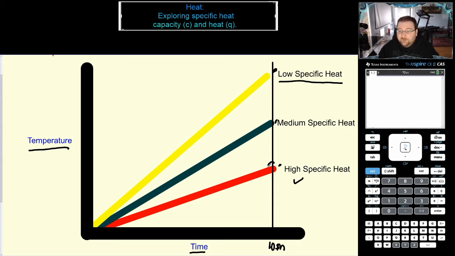So if this one is not increasing by very much temperature, it would mean that it has a very high specific heat capacity. If this one's increasing a lot, it would have a very low specific heat capacity because its temperature is just going up really quickly. This would be your example of water, and this would be your sand, right? And this one would be something in the middle of the two.